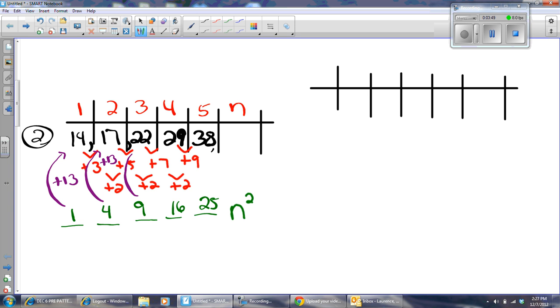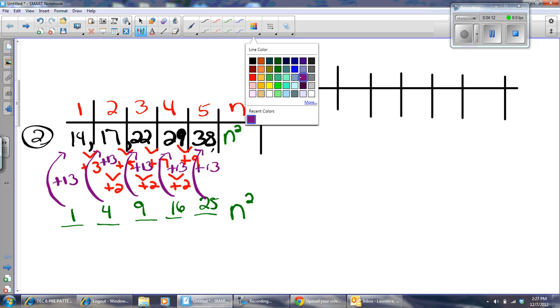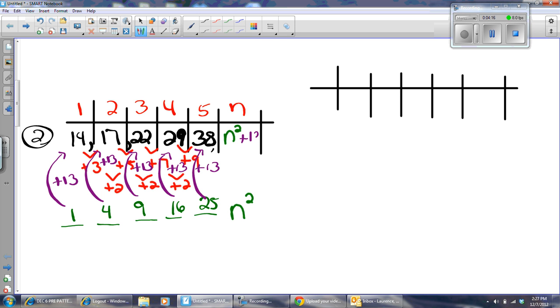How do I turn 9 into 22? I add 13. 16 to 29, I add 13. And I add 13 once again. There we go. All right, that means I'm going to take this n squared, but then I'm going to add 13, and that's my nth term.